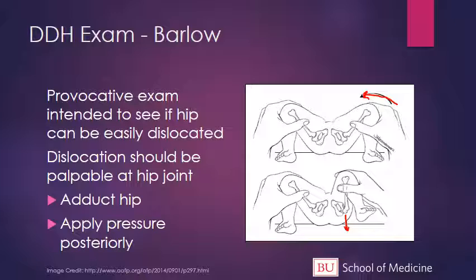If the newborn has joint laxity or hip dysplasia, the femoral head will be easily subluxed or dislocated from the joint, as seen here. However, this test has been shown to be somewhat subjective and not necessarily consistent from clinician to clinician. The following test, the Ortolani, is considered the gold standard exam for diagnosing hip dysplasia.